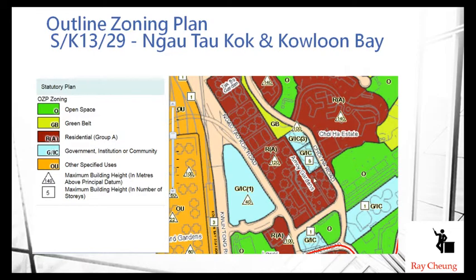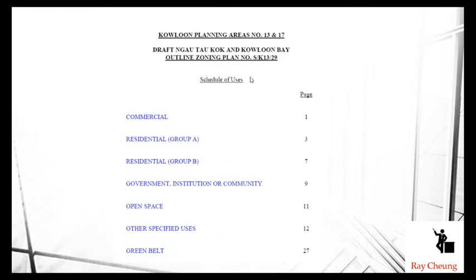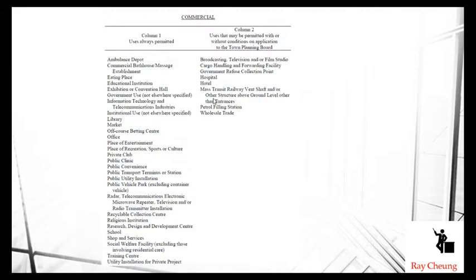That means if I want to build a building in this area, I can easily find out that I can build a residential building here. These are some of the regulations provided. For example, this is number S/K13/29, and you can see some of the Schedule of Uses, and then they will provide a table like this.